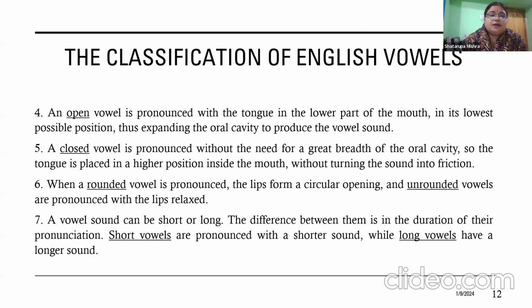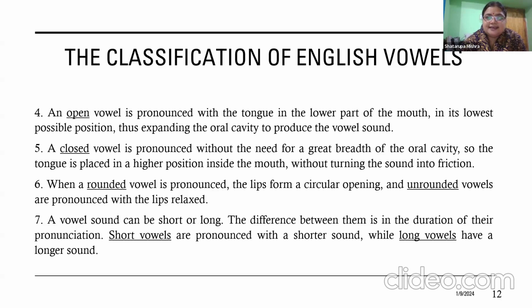Now, what is a rounded vowel and an unrounded vowel? It depends upon the position of your lips when you are pronouncing a particular vowel. So when a rounded vowel is pronounced, the lips form a circular opening. Ooh, ooh, ooh sound. Okay, so the lips form a circular opening. And then unrounded vowels are produced with the lips relaxed. E sound. E. So lips are relaxed.